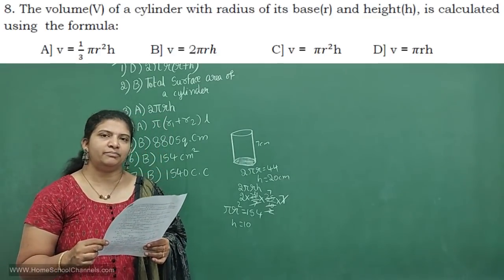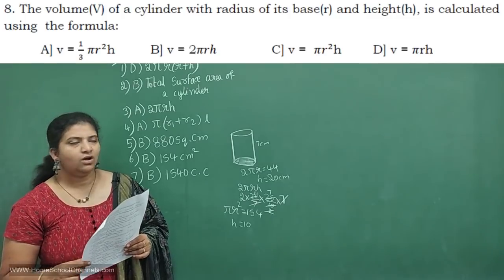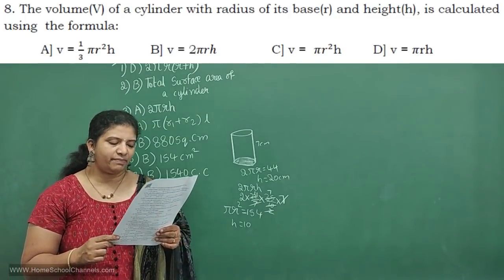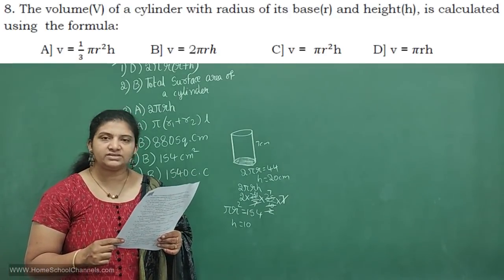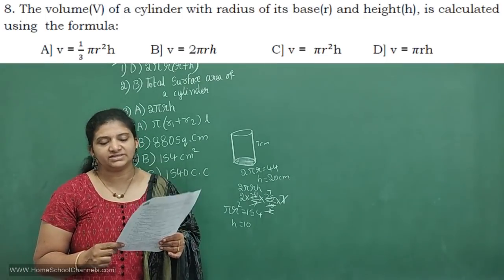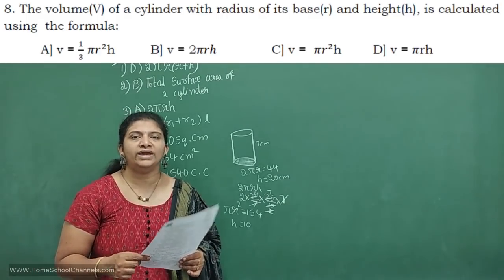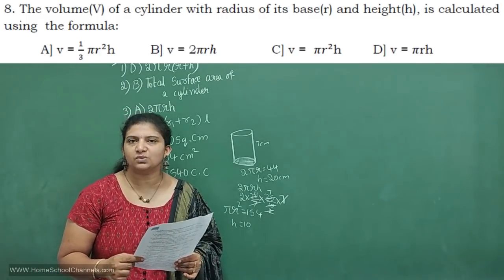Eighth one. The volume V of a cylinder with radius of its base small r and height small h is calculated by using the formula. You can see the options there. V is equal to 1 by 3 pi r square h. V is equal to 2 pi r h. V is equal to pi r square h. V is equal to pi r h. What is the volume of a cylinder? V is equal to pi r square h.